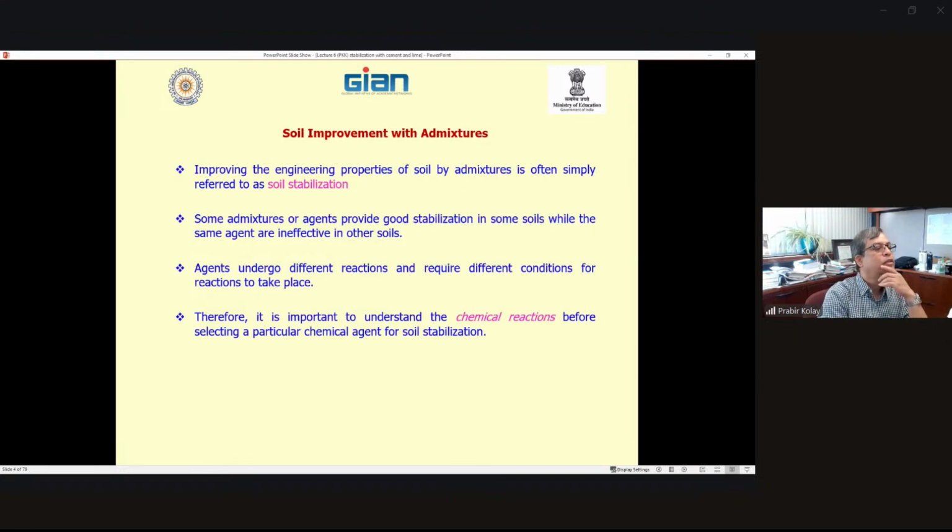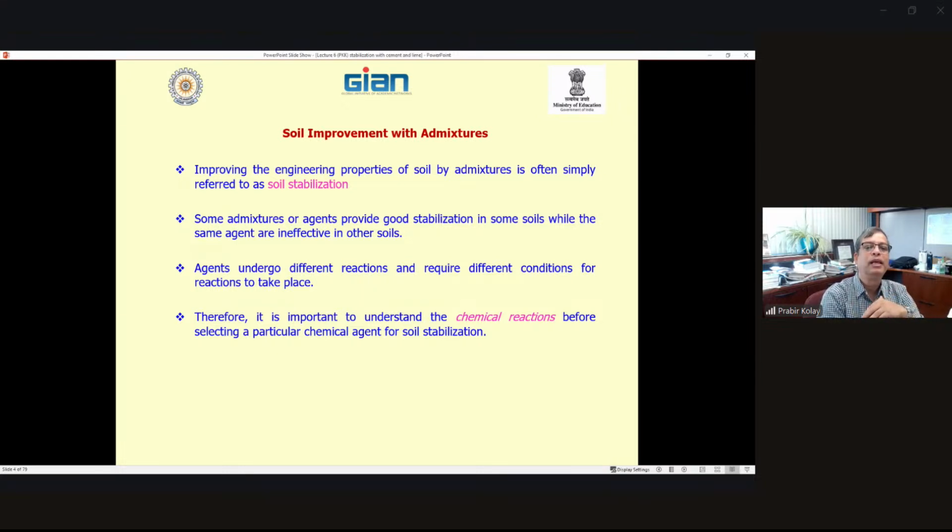With admixtures, when you add these chemicals into the soil, there is obviously a chemical reaction that takes place, and you need to understand what is happening in the soil and what is forming after these chemical reactions. Improving the engineering properties of the soil is often simply referred to as soil stabilization. Some admixtures or agents are good stabilizing agents, some are not.